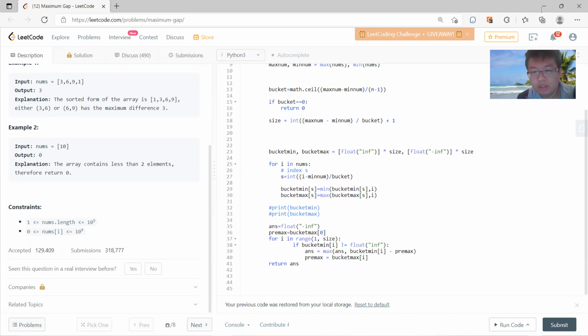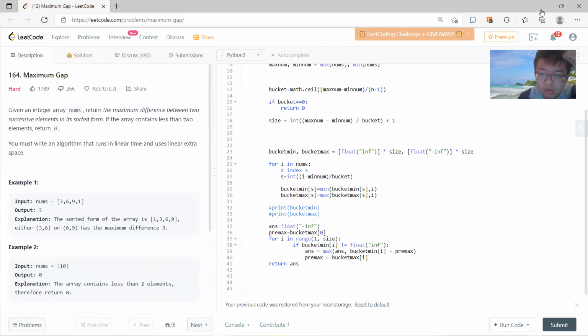Finally, you initialize the answer to be negative infinity, and then you define a pre-max to be the bucket's max. Then you do the step: if the minimum is non-empty, then you can use the previous formula, basically bucket minimum minus previous max, and update the answer, and the pre-max becomes the bucket max. Then return the answer. Basically, this is just what I described.